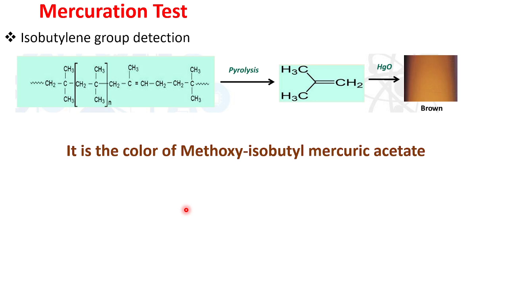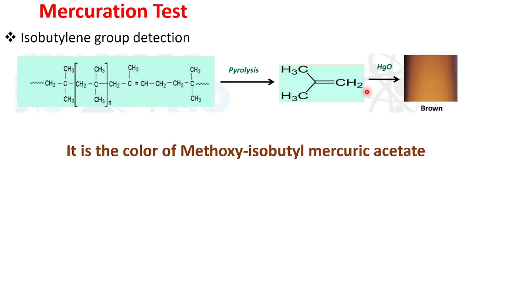Another confirmation test is the mercuration test. That is done for isobutylene group detection. This is the isobutylene group, CH2, C, CH3, and there is also a carbon chain. First you need to do pyrolysis, then it will form this type of isobutylene group.